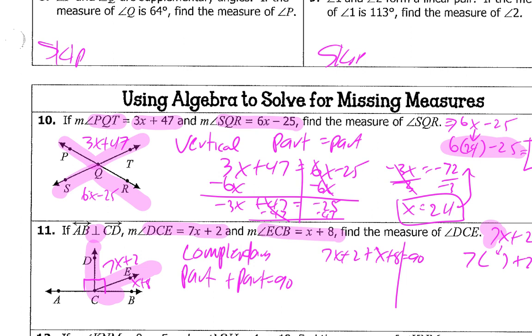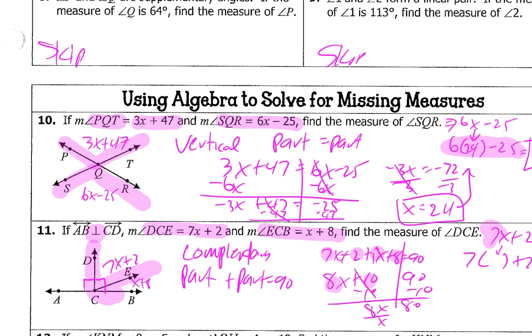Then we're just going to combine our like terms. We know that the next answer is what? 8x plus 10, because that's a 1x right there, and 1x plus 7x gives us 8x. And then 2 plus 8 gives us 10. Good. All right, so 90, we're going to subtract 10. Okay, so that gives us 8x equals 80.